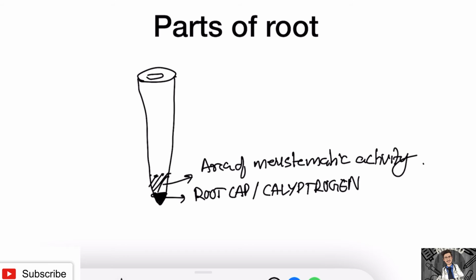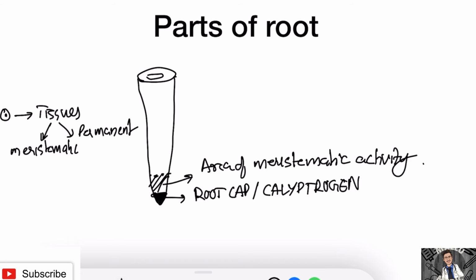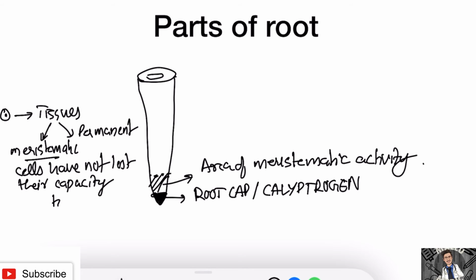So meristematic activity is something like, the cells develop to form tissues. The cells having the same functions form the tissues. So tissues are broadly classified into meristematic and permanent. The meristematic tissues are those tissues in which the cells have not lost their capacity to divide. So the cells in the area of meristematic activity are continuously dividing.